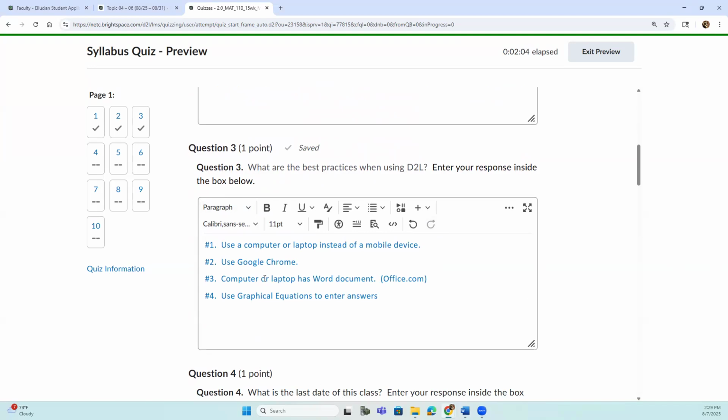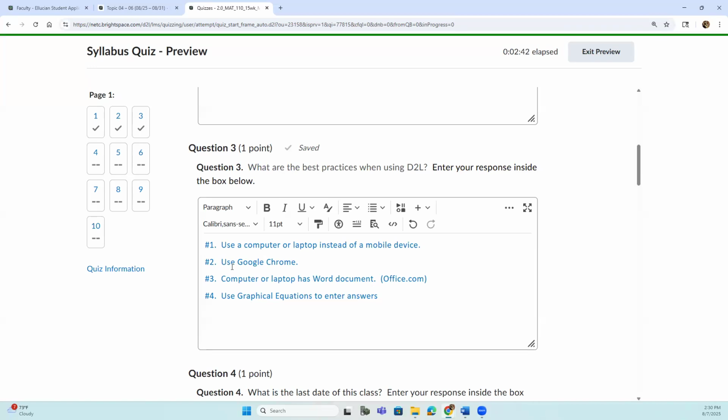So what are the best practices using D2L? Number one, please use a computer or laptop instead of a mobile device. Using a mobile device to take pictures of the notes and your homework handwritten portion, then uploading them into the Dropbox from your mobile device is okay. But when it comes to doing homework, using your mobile device is really difficult because it's really small. Plus, sometimes this plus sign right here where the graphical equation is located is not going to be there on your mobile device because the screen is so narrow. All right, so it's highly recommended to use a computer or laptop.